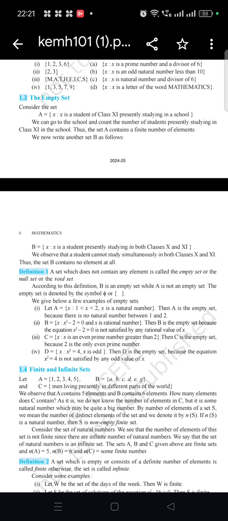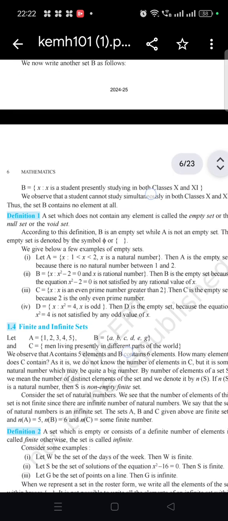A set which does not contain any element is called the empty set or the null set or the void set. According to this definition, B is empty. Okay, students, why is A not empty? Because A is a set with elements. The empty set is denoted by the symbol phi or blank braces. We give below a few examples of empty sets.